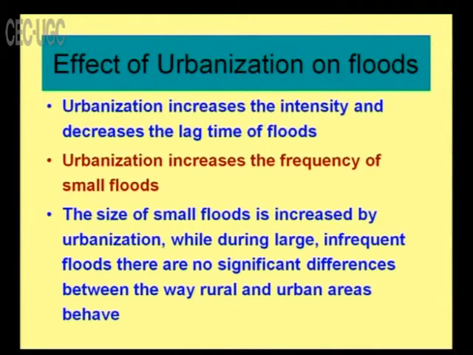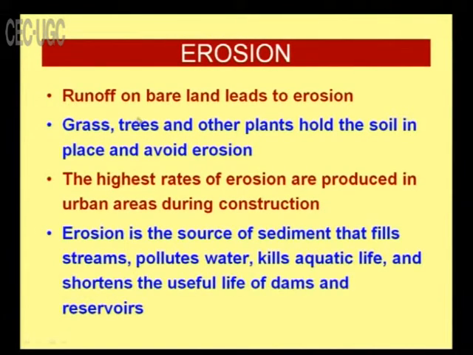And the erosion: the runoff on bare land leads to erosion. The grass, trees and other plants hold the soil in place and avoid erosion. The highest rates of erosion are produced in urban areas during construction, and the erosion is the source of sediment that fills streams, pollutes water, kills aquatic life, and shortens the useful life of dams and reservoirs. And therefore, erosion also is more in cities.